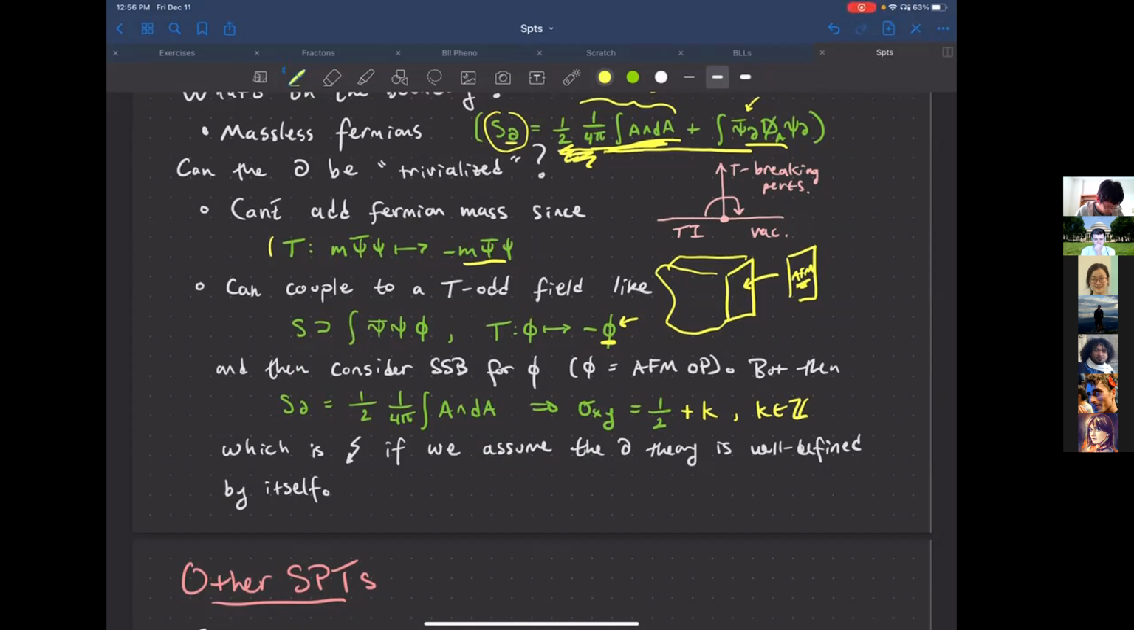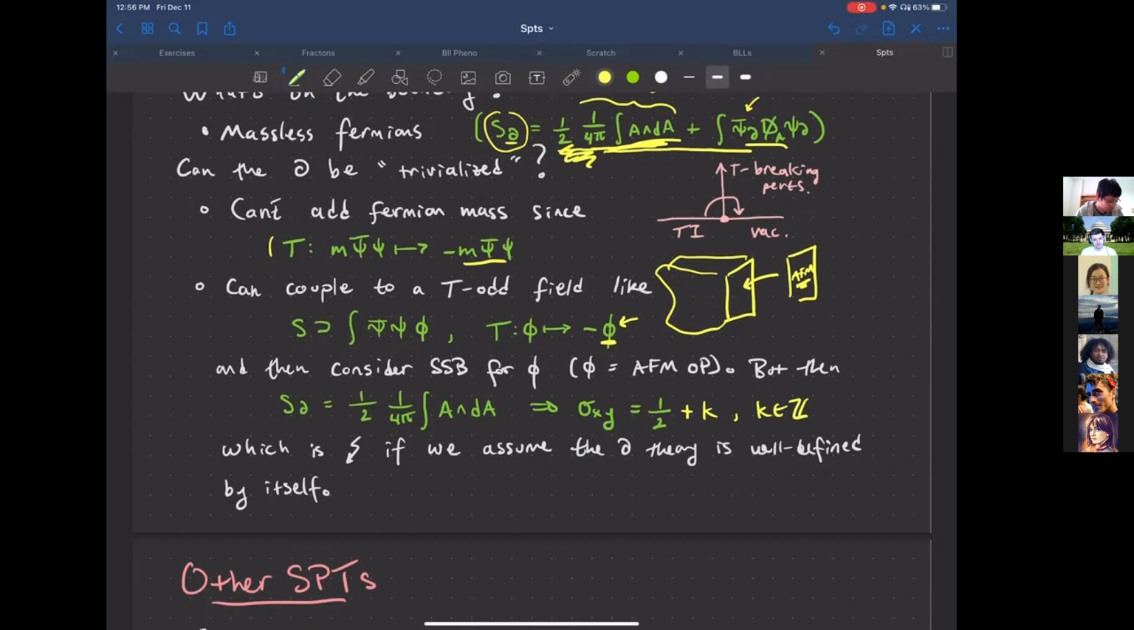If I choose to regulate in a way that does not break time reversal symmetry, then I get a half integer Chern-Simons term, but if I regulate in a way that breaks time reversal symmetry, then I get an integer Chern-Simons term. So the claim is that in both of these examples, the way that I'm regulating breaks time reversal symmetry. So I should get an integer Chern-Simons term.